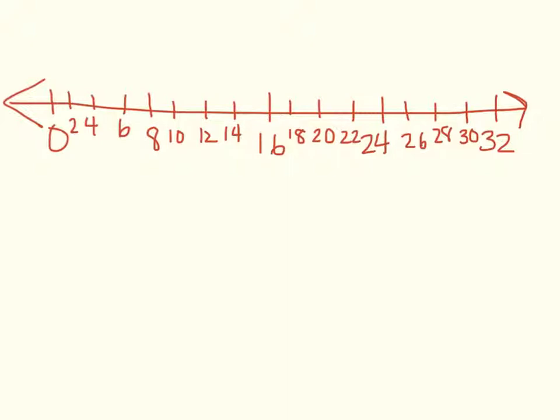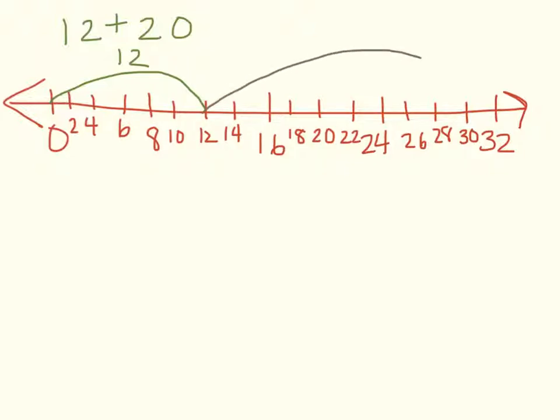Let me help you visualize this using a number line. So let's draw a number line that shows us that 12 plus 20 would work like this. Our first jump on our number line would be from 0 to 12. That represents our 12 quantity. Now if we add 20, we're going to jump up 20 places to reach 32, giving us a final answer of 12 plus 20 equals 32.